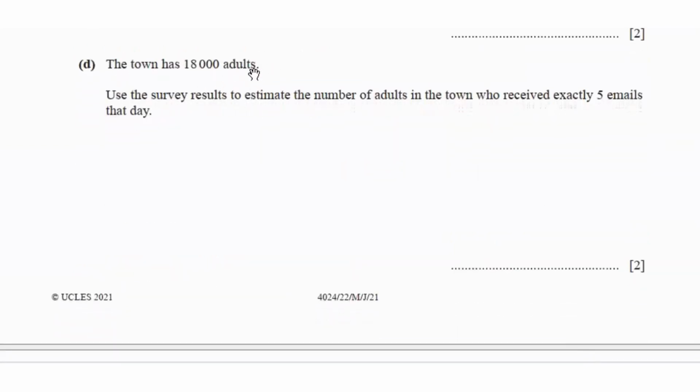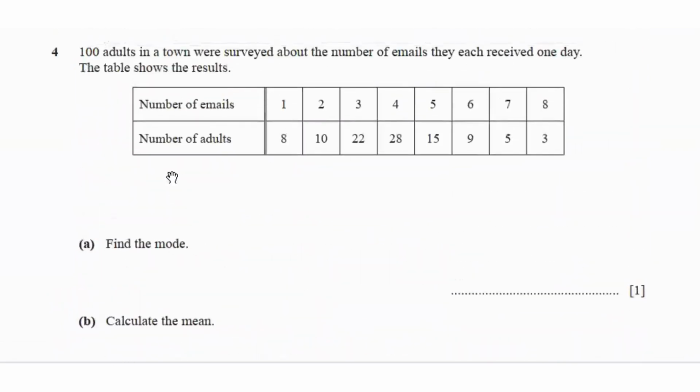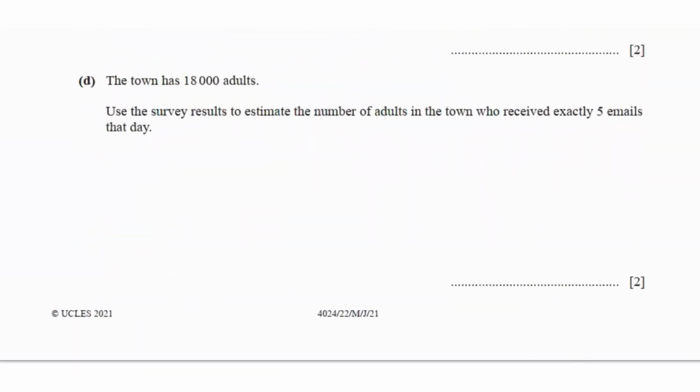The town has 18,000 adults. Use the survey results to estimate the number of adults in the town who received exactly 5 emails that day. So for 5 emails, our frequency is 15. So what we will do is, the probability of 5 emails is 15 over 100.